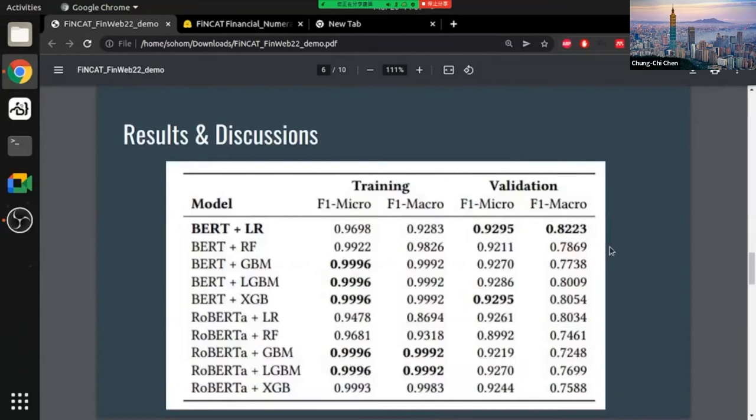Next, we move on to the results and discussions. We tried several classification algorithms like logistic regression, random forest, gradient boosting machine, LightGBM, XGBoost, and so on. We tried various embeddings as well, like BERT, RoBERTa, and so on. A logistic regression model trained over BERT embeddings gave the best performance on the validation set. Here are the results.